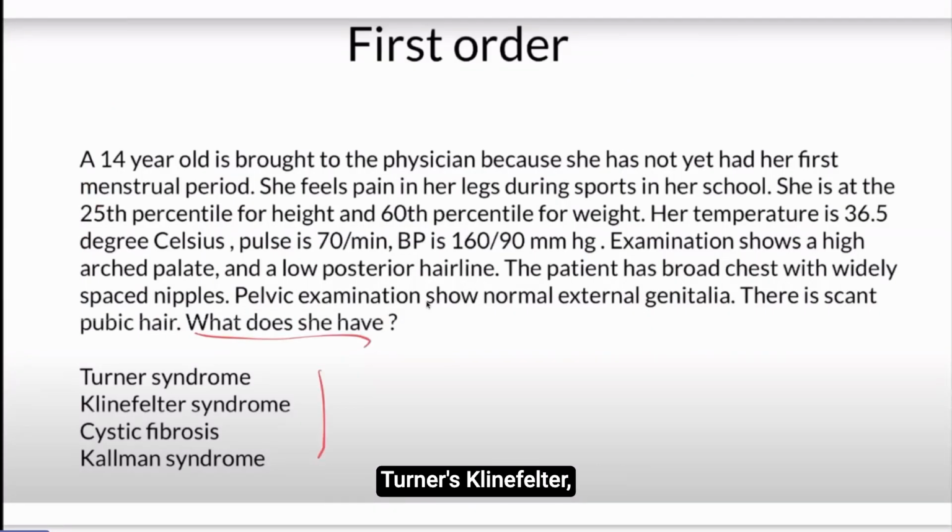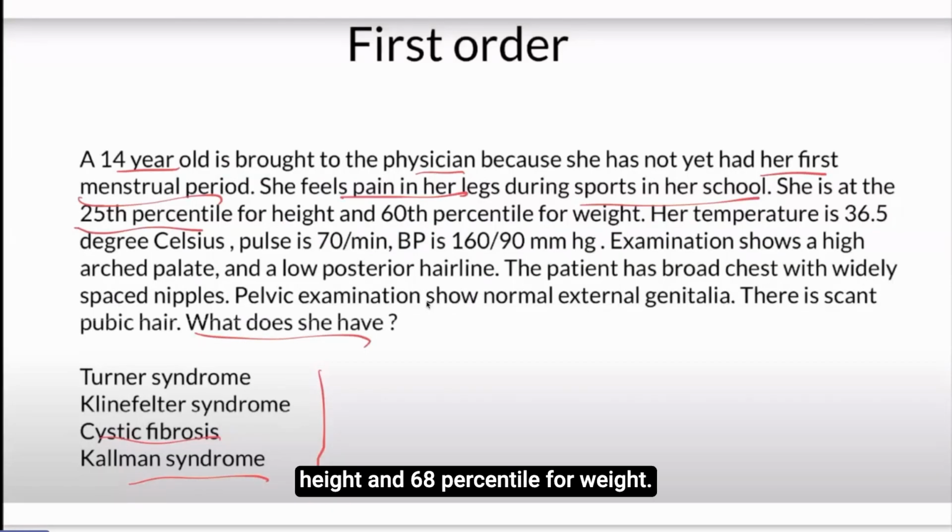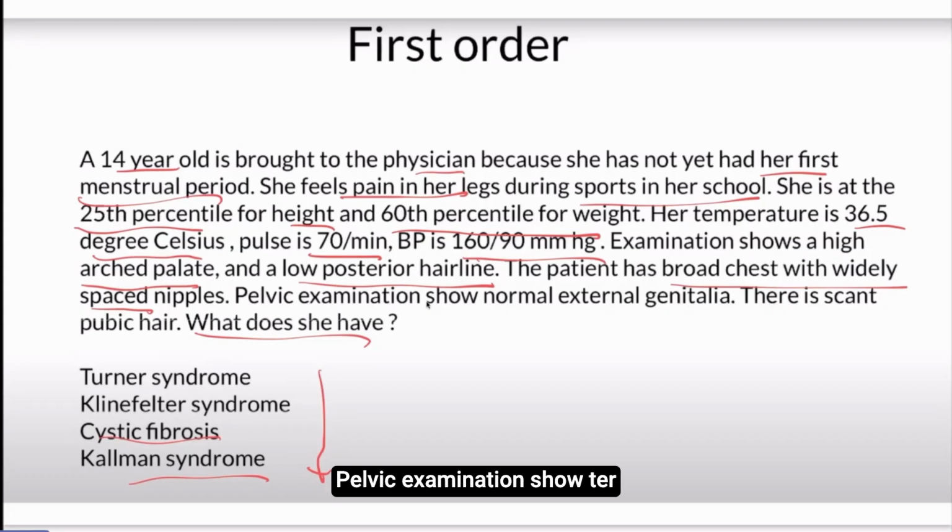What does this patient have? Turner's, Klinefelter, cystic fibrosis, Coleman. So a 14-year-old is brought to the physician because she has not had her first menstrual period. She feels pain in her legs during sports at her school. She's at the 25th percentile for height and 60th percentile for weight. Her temperature is 36.5 degrees Celsius. Pulse is 70. BP is 160/90. Examination shows a high arch palate and low posterior hairline. The patient has a broad chest with widely spaced nipples. Pelvic examination shows normal external genitalia. There is scant pubic hair.